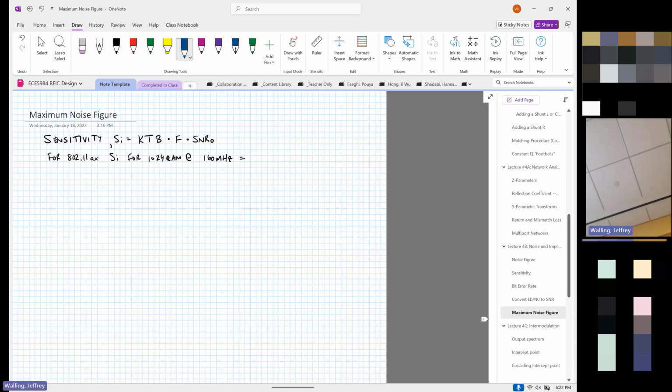Okay, so our sensitivity is basically what we're doing is we're finding what the absolute power level is that we can detect the signal at. So we know that the noise power spectral density is KTB. We know that our receiver has some noise factor, and we know that we have some required signal to noise ratio in order to be able to detect the signal.